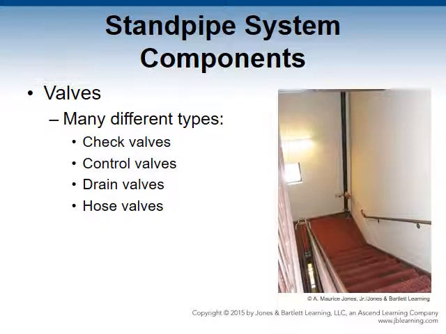Valves. Standpipe systems use different types of valves, including some of the following. Check valves, which are installed between the FDC and the standpipe system piping. Control valves, which allow water to flow throughout the system when open and can isolate parts for service when closed. Drain valves, which permit the water to be purged from the system for testing or service.